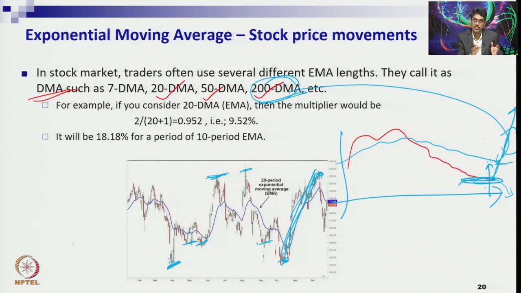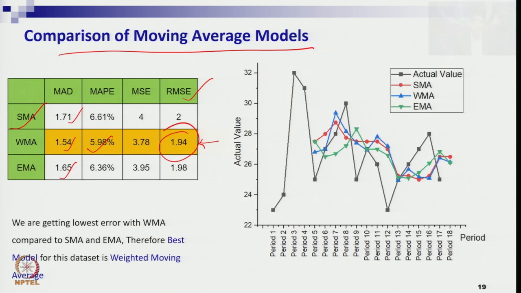This exponential moving average, or DMA as technical analysts call it, is very popular in the stock market, and I thought of giving it as one example of an application. But overall, this is a method you can use in other application areas also, not only in the financial sector. It has merit: when there is a trend in the data, you need to capture the trend or the swing of the data.